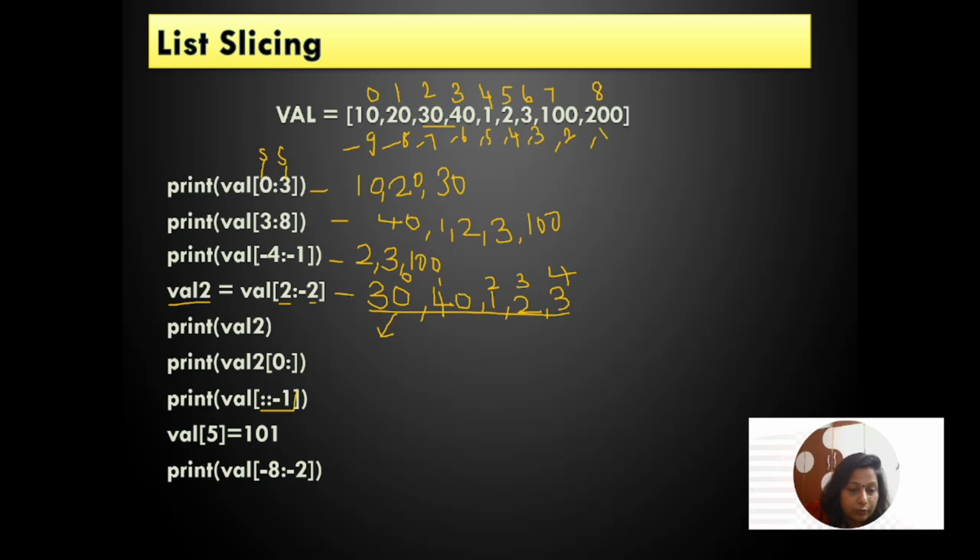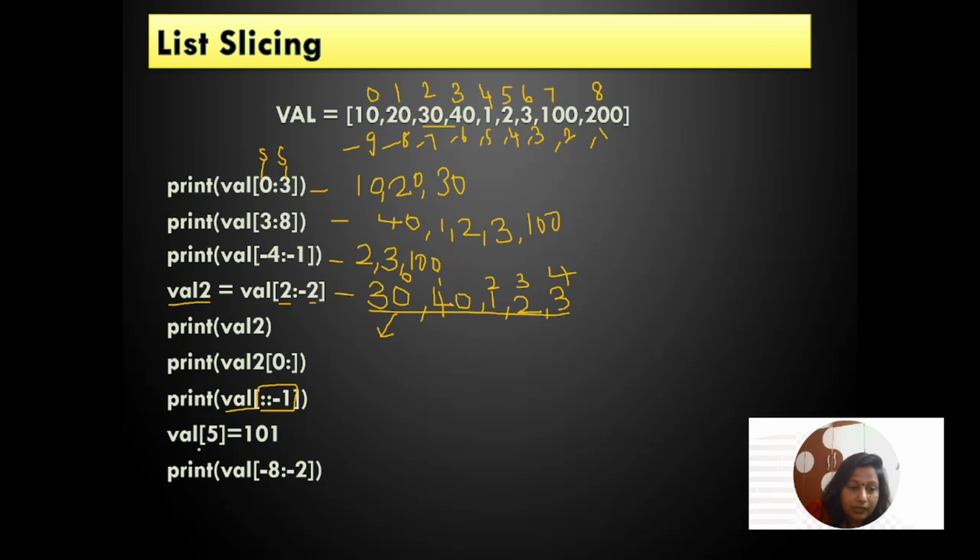Next, print val of colon colon minus 1. Do you remember in the string concept I told you? If you are not mentioning the start value and end value, and you mention minus 1 as the step value, it will reverse. What is it reversing? Val, which is 200 to 10. It is going to reverse it.